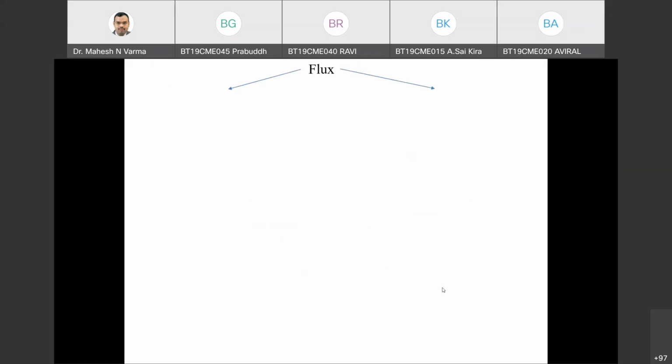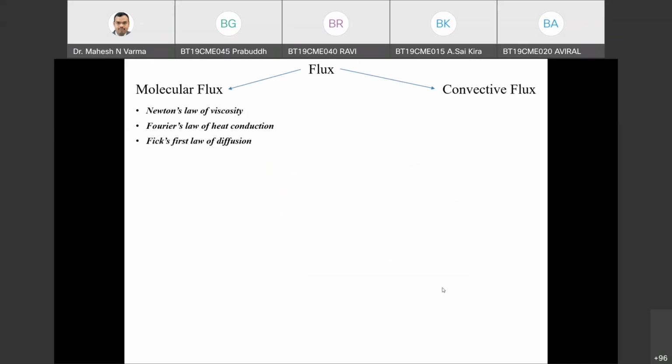I will summarize what we have done. We started with the definition of flux. This was the first class. In the first class we started with the definition of flux, and then we categorized it into two parts: one is molecular flux, another is convective flux. These are the two fluxes we discussed. Then in molecular flux we discussed Newton's law of viscosity. In heat transfer we discussed Fourier's law of heat conduction, and for molecular flux in mass transfer we discussed Fick's law of diffusion.